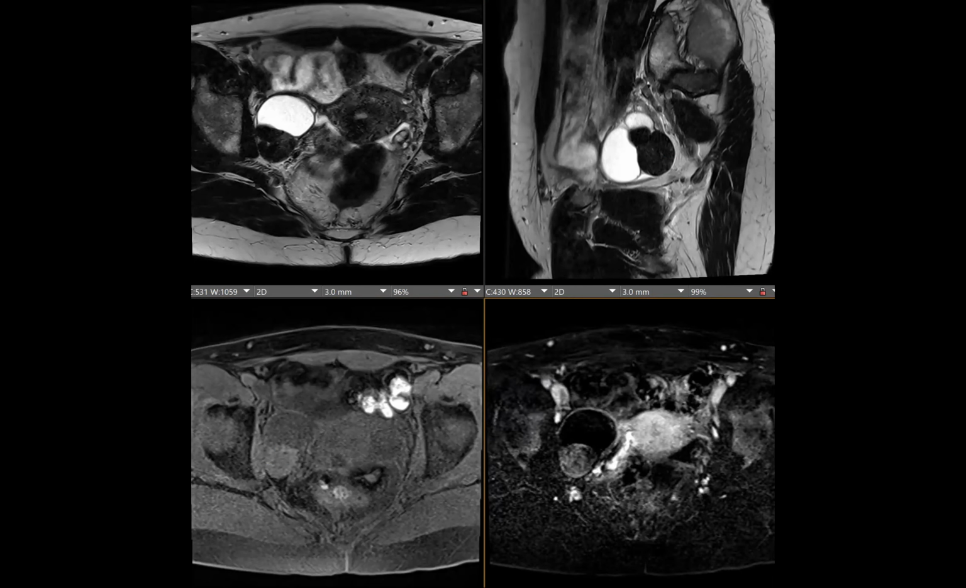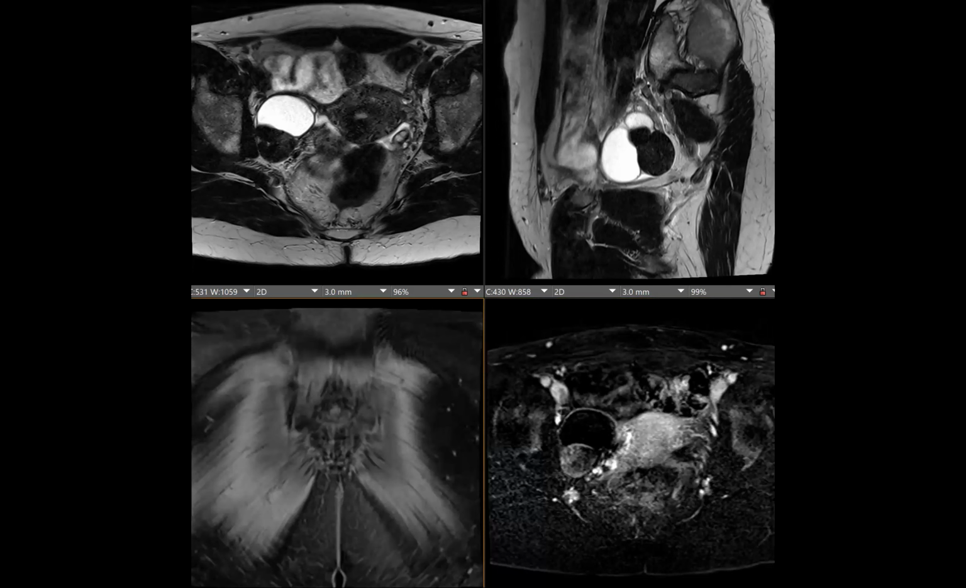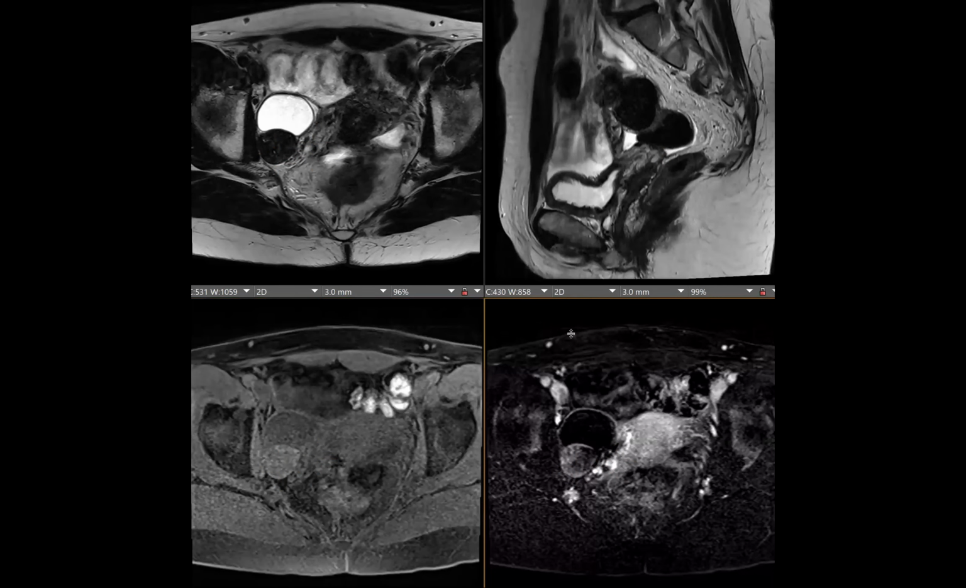It's enhancing, homogeneously enhancing. And the T1 is right here. All right, just had it. And it's kind of iso. Good. So this was a case of ovarian fibroma, and I wanted to do a review. If I can drag this.